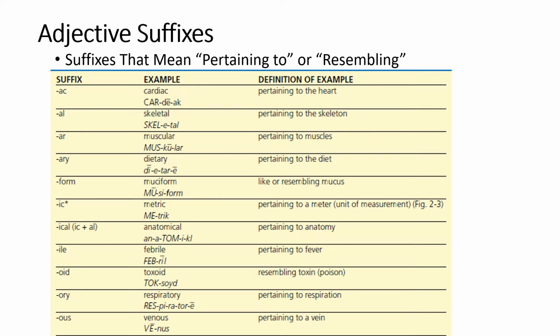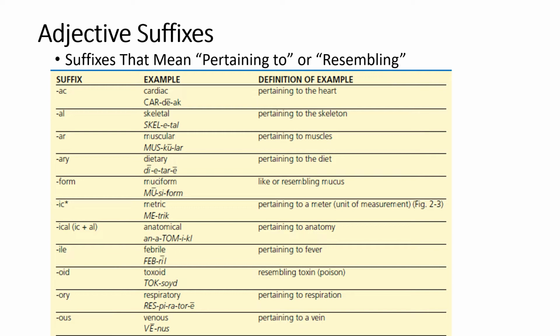Next we have the suffix ILE. The example used is febrile, which means pertaining to fever. In nursing, when we say a person is febrile, that means the person is having a fever or a high temperature.